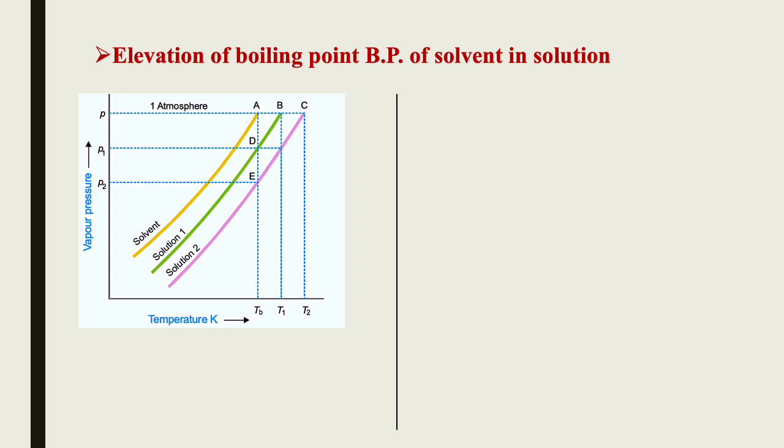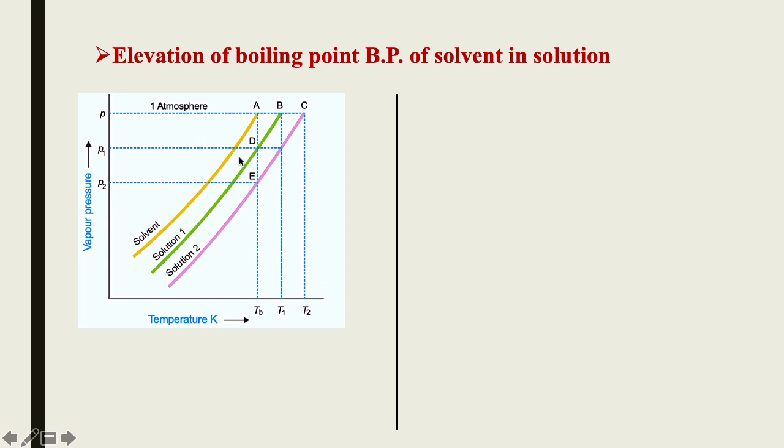Let's consider using the graphical mode. On the y-axis you have vapor pressure and on the x-axis you have temperature. Suppose you have any solvent, consider water. If you start heating that solvent, your temperature will continuously increase as you go towards the right-hand side of the temperature axis.